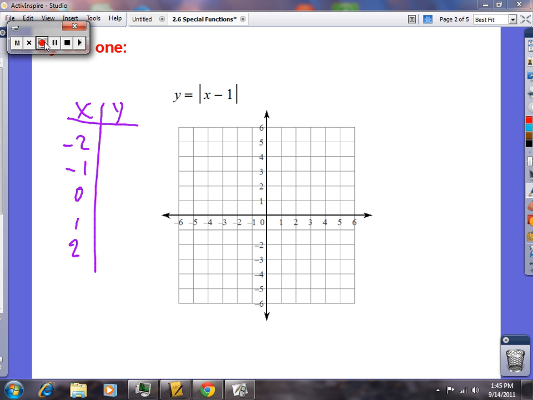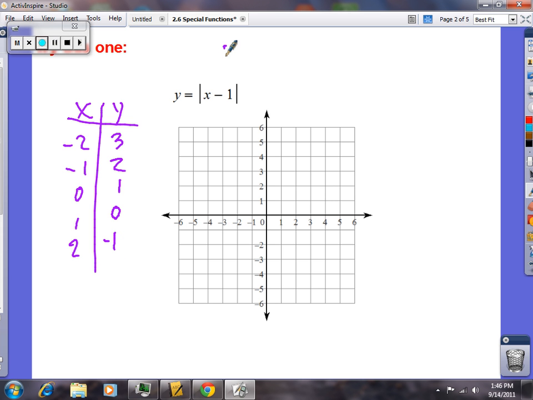You plug -2 in and you get 3 out. You plug a -1 in, what do you get out? 2. If you plug 0 in, what do you get out? 1. You plug 1 in, you get 0, and you plug 2 in, -1.